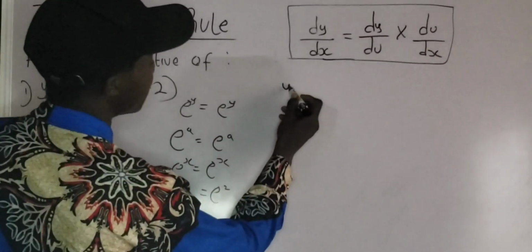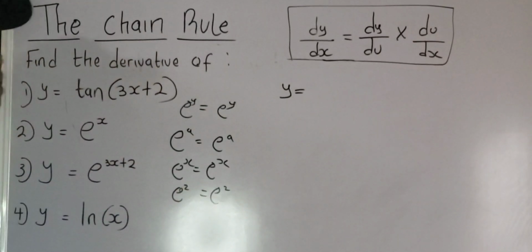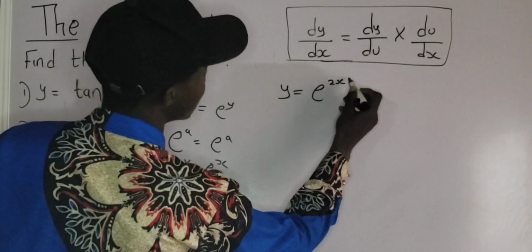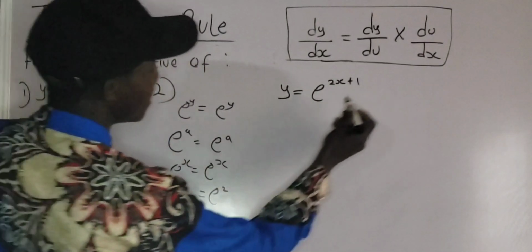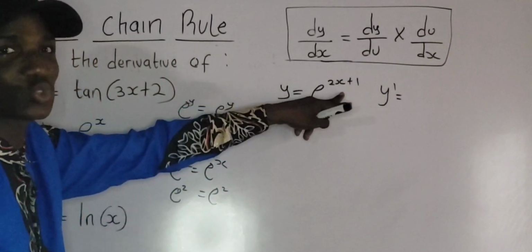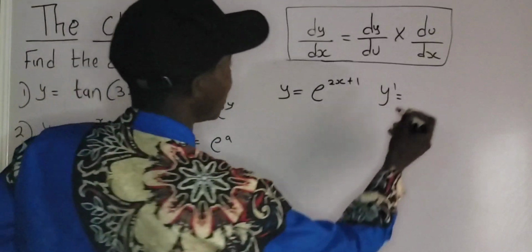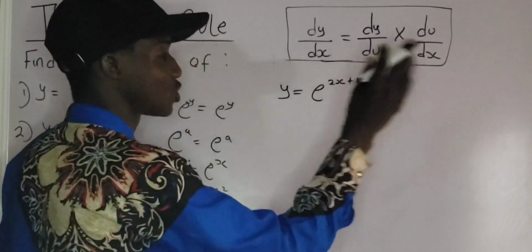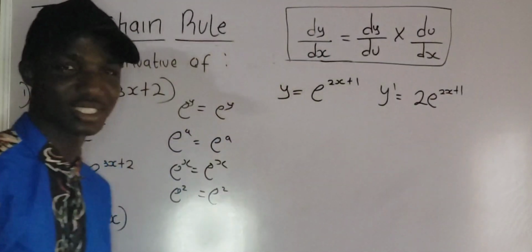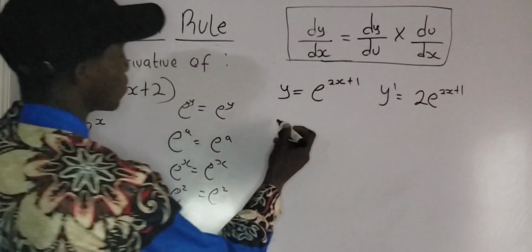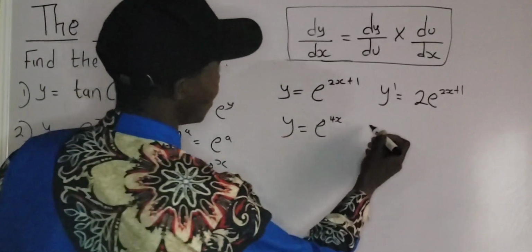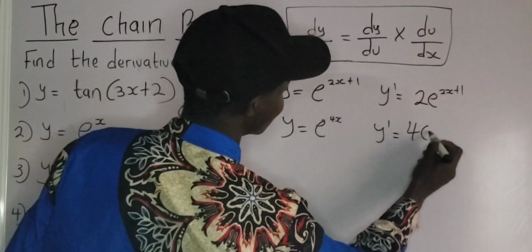Anytime you are asked to find the derivative of e raised to the power of 2x plus 1, just differentiate the power to which the Euler's constant is raised and multiply it by the coefficient. So the derivative of y will be: differentiate 2x plus 1, that's 2. So 2e raised to the power of 2x plus 1. Do you understand? So it's very, very simple. Let's say we are asked to differentiate y equals e raised to the power of 4x. The derivative of y will be 4e raised to the power of 4x.